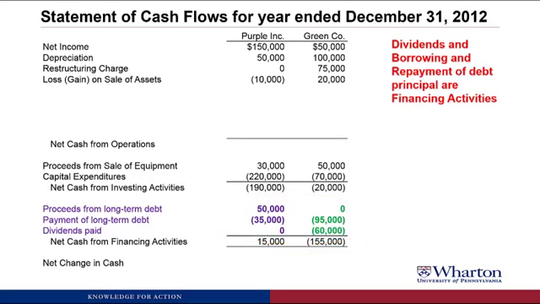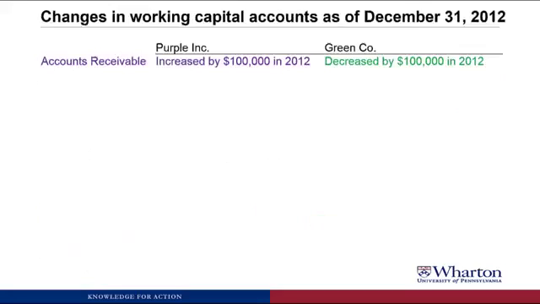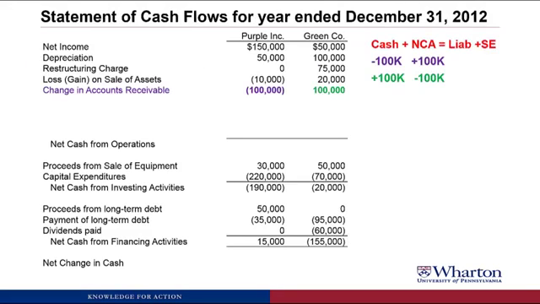So now we're done with the investing and financing sections of the statement of cash flow, so we're going to go back and work on the rest of the operating section. I'll give you the changes in the working capital accounts, and we'll go ahead and put those in the cash flow statement. So for accounts receivable, purple had an increase of $100,000 during 2012, whereas green had a decrease in accounts receivable of $100,000. So to know whether to add or subtract these, we need to use the balance sheet equation. Cash plus NCA equals liabilities plus stockholders' equity.